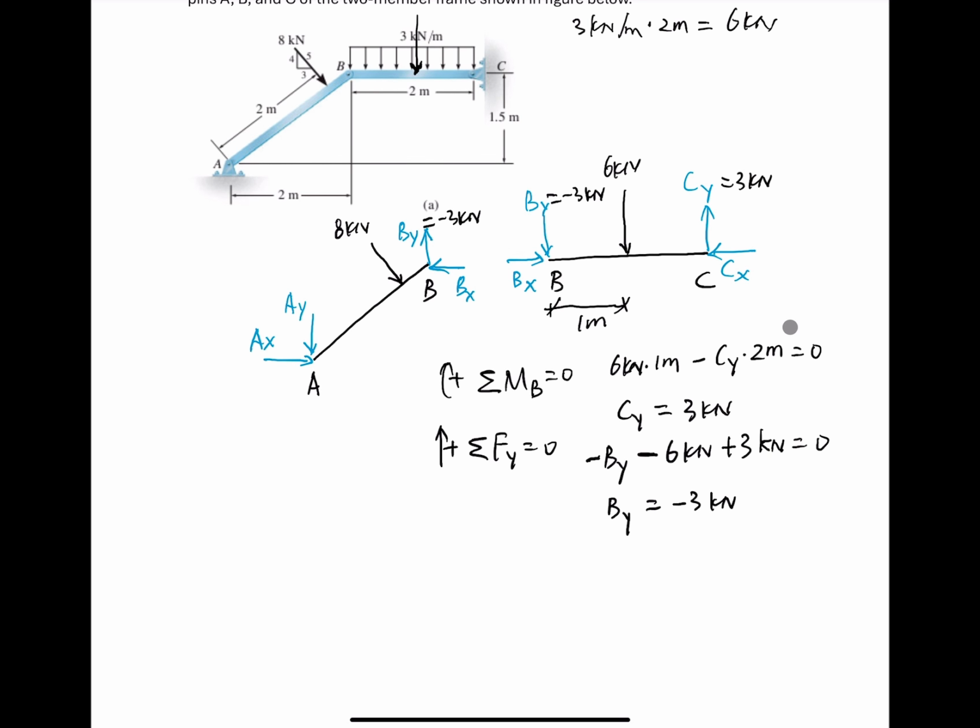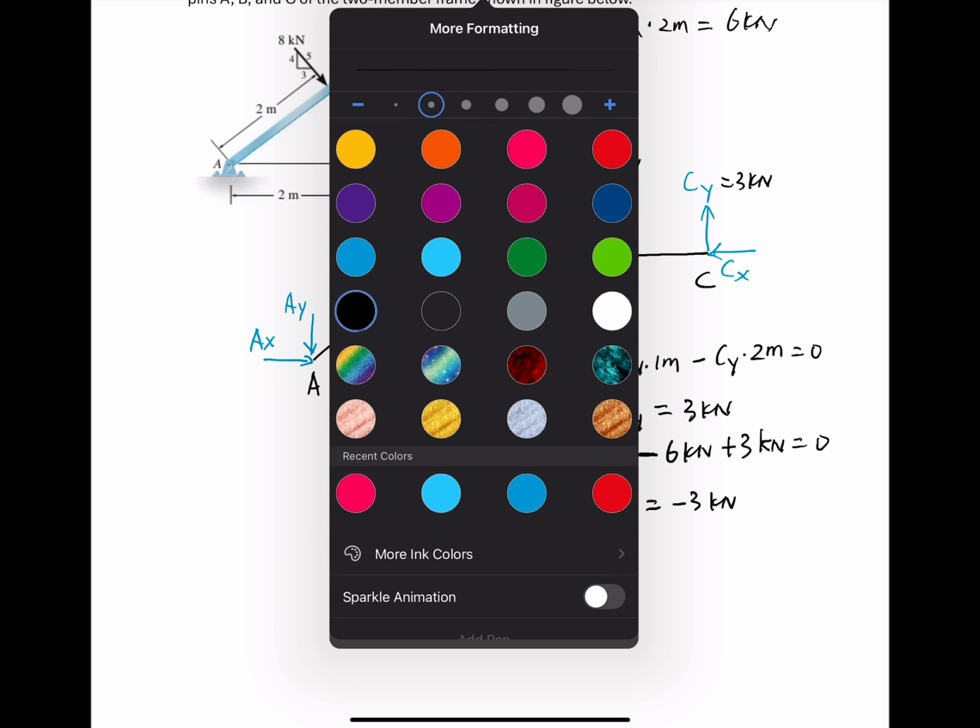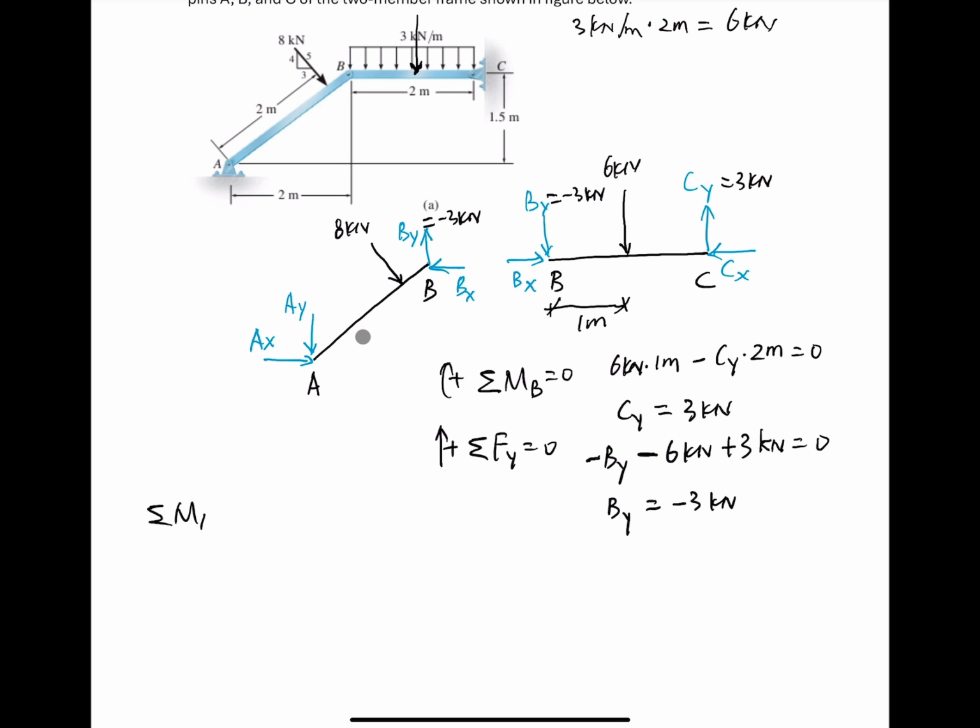First of all, look at member AB. If we write down the equation of equilibrium of bending moment at point A equal to 0, assume the positive direction is clockwise. We have 3 forces that have bending moments about point A: one is the 8 kilonewton external force, one is BY, and one is BX. If we draw the dimensions, we know 2 meters is showing here.